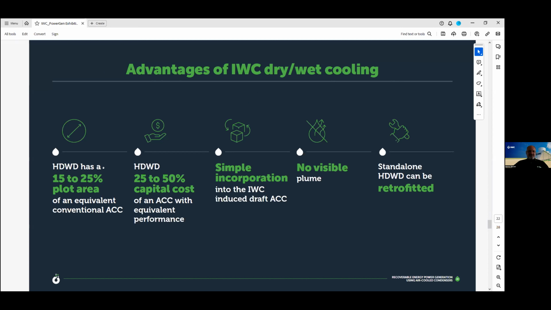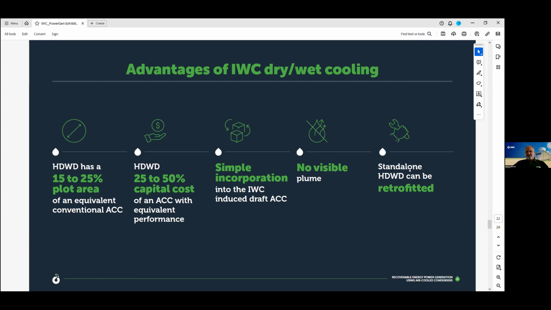The hybrid deflecmator has 15 to 25% of the plot area of an equivalent air cooled condenser. So it's really a booster. You need much less heat exchanger for the same performance. Its capital cost is 25 to 50% of the capital cost of an air cooled condenser. It can be incorporated into the IWC induced draft air cooled condenser. It has no visible plume, which is a major advantage. And standalone hybrid deflecmators can be retrofitted.